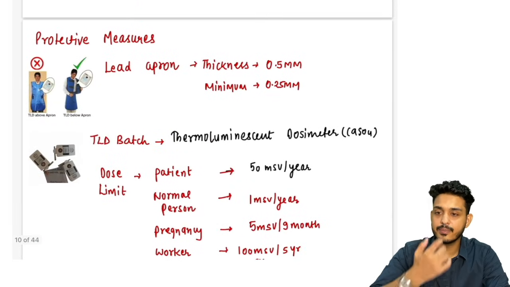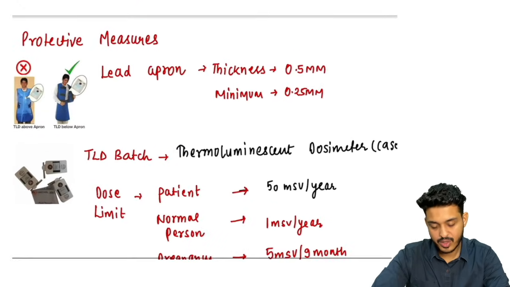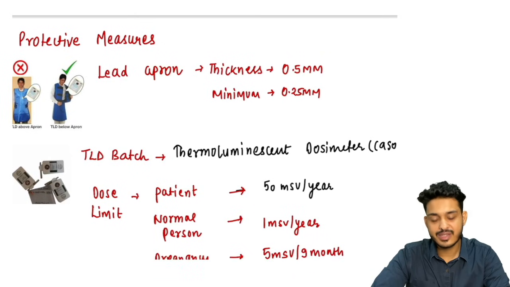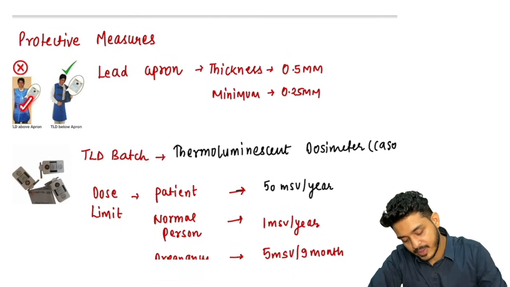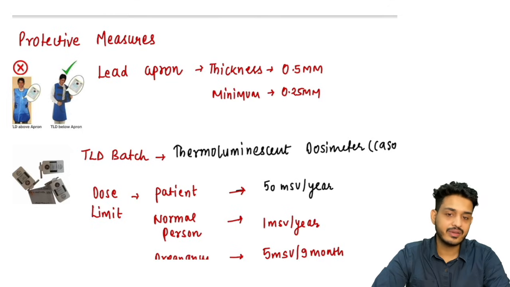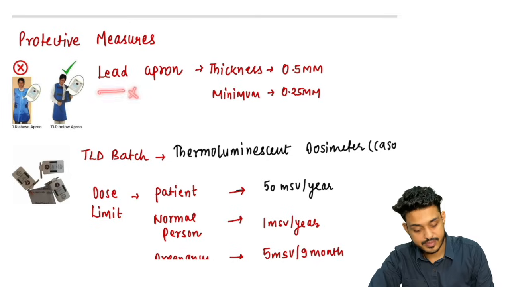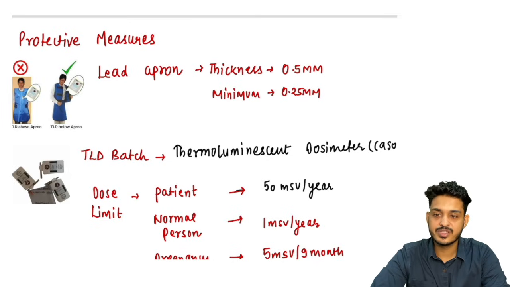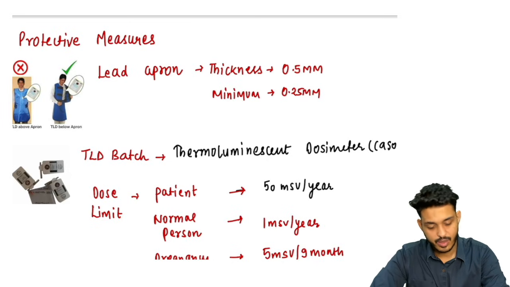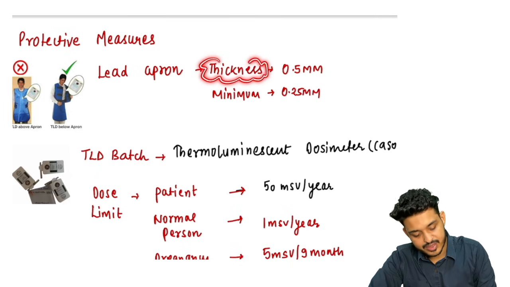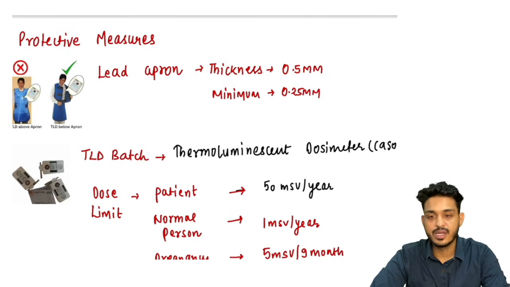Then we have some protective measures. What are the protective measures we have? We have this particular thing, this apron, that people who are working in the radiology department are going to wear. What is the name of this apron? This is going to be the lead apron. What is the thickness of this lead apron? This is going to be 0.5 millimeter. The thickness of the lead apron is going to be 0.5 millimeter.